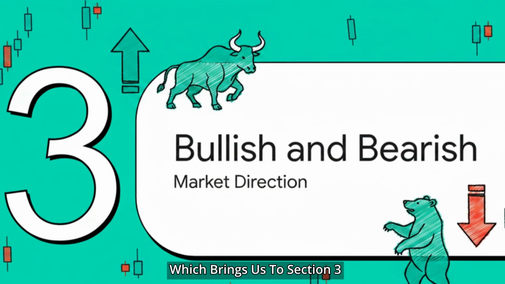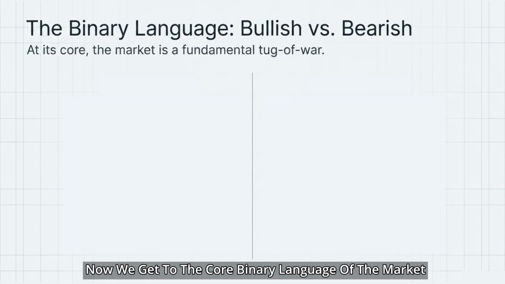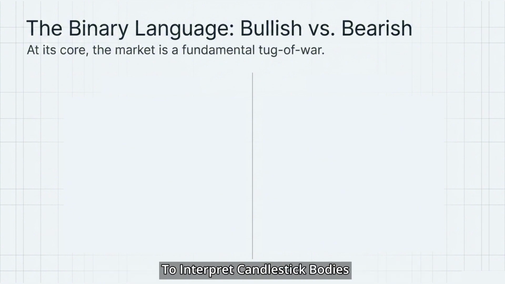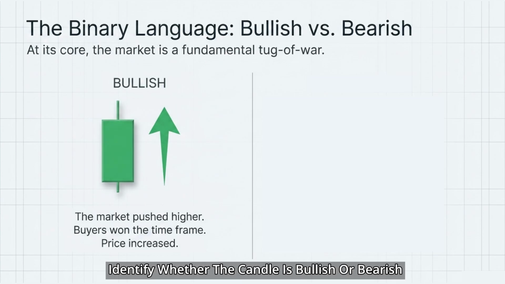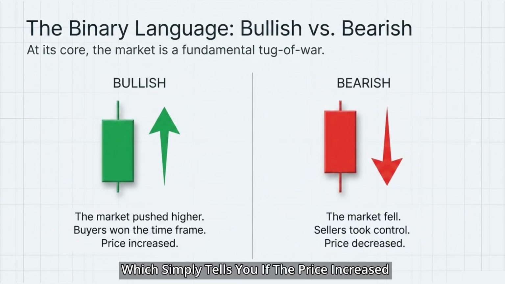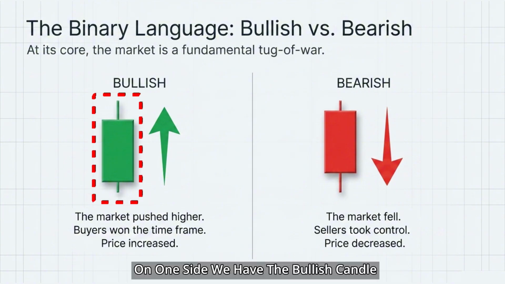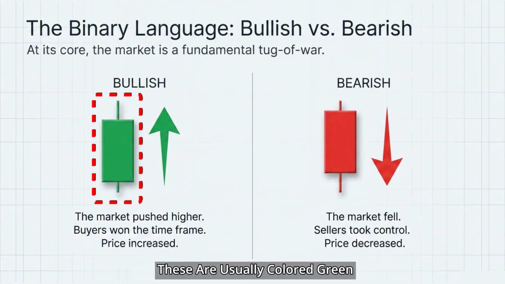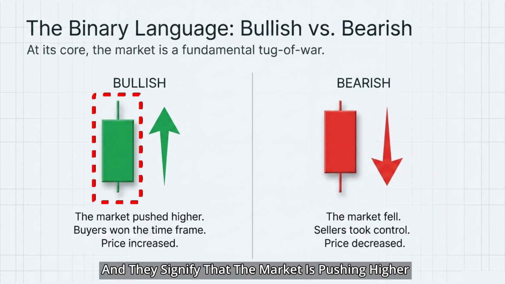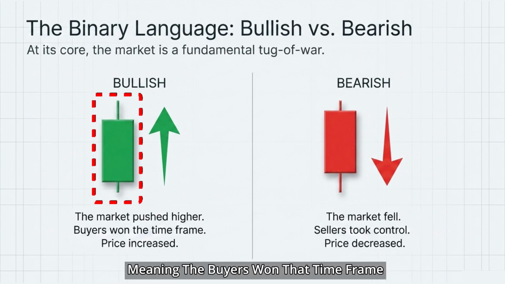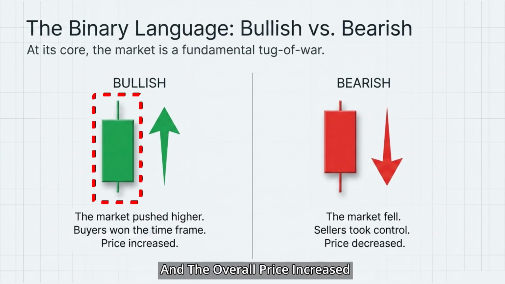Which brings us to Section 3, bullish and bearish market direction. Now we get to the core binary language of the market. To interpret candlestick bodies, you absolutely must first identify whether the candle is bullish or bearish, which simply tells you if the price increased or decreased during that specific time period. On one side, we have the bullish candle. These are usually colored green, and they signify that the market is pushing higher, meaning the buyers won that time frame, and the overall price increased.